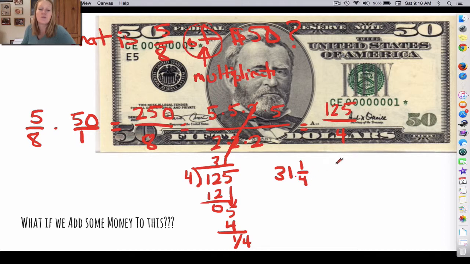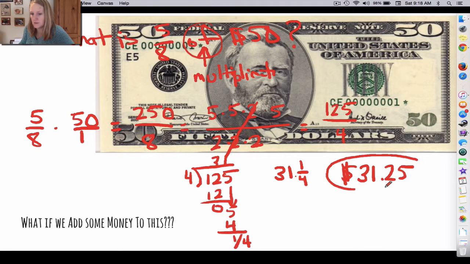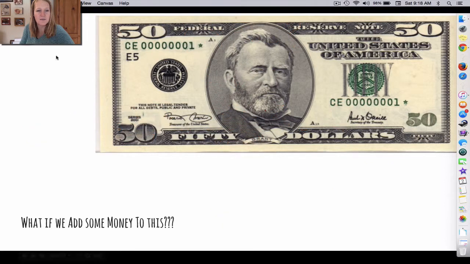And then those of you who are really comfortable with what 1/4 is, you would know that it would be $3.25, because 1/4 of a dollar is 25 cents. So that is going to be my answer. Okay, so that's how you deal with some cash examples.